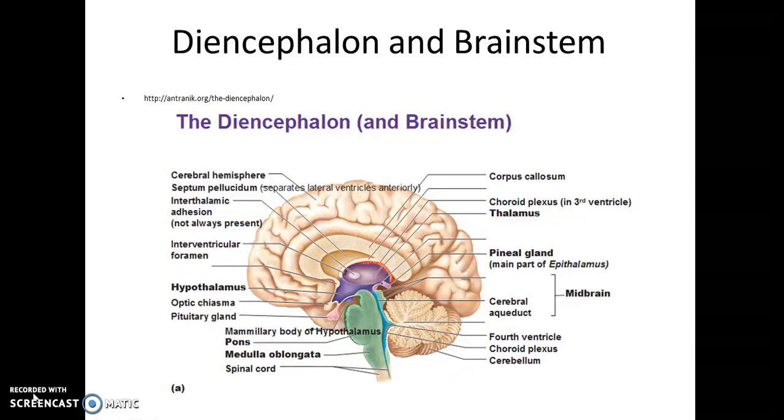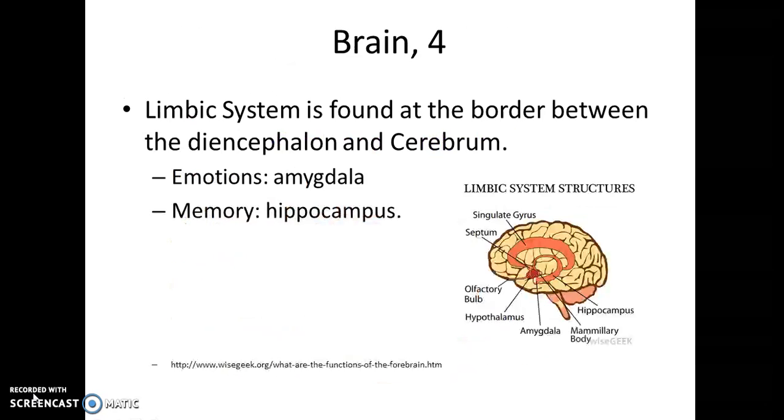So if you want to look some more, you can pause. It's an amazing structure. So the limbic system is found at the border between the diencephalon and the cerebrum.